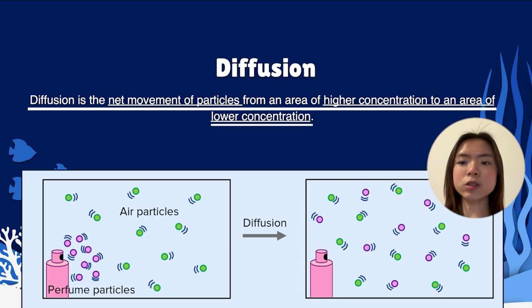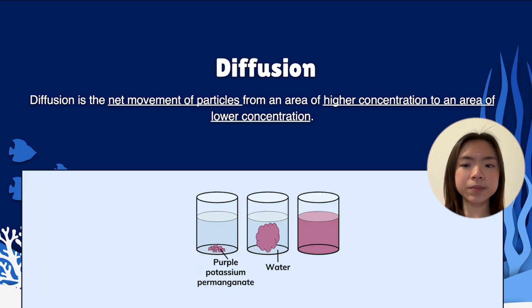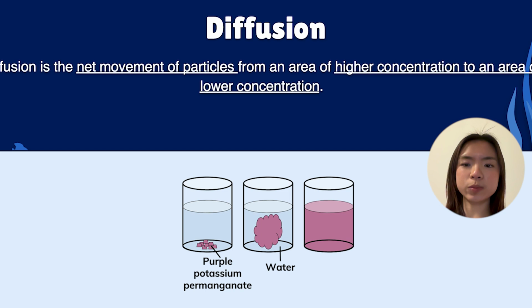And as particles move around, they bump into each other, causing them to move around even more. Actually, particles move in both directions, but the net movement, so the overall movement, will be from a high to a low concentration. And then they will eventually evenly spread, but still continue to move.